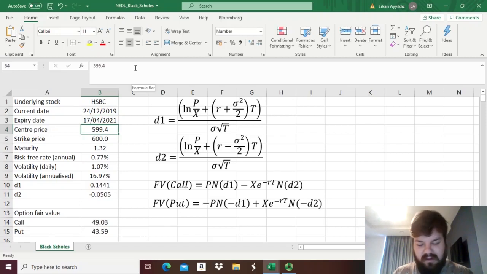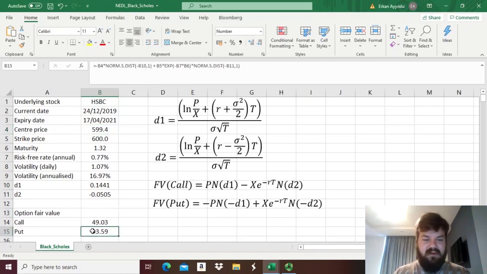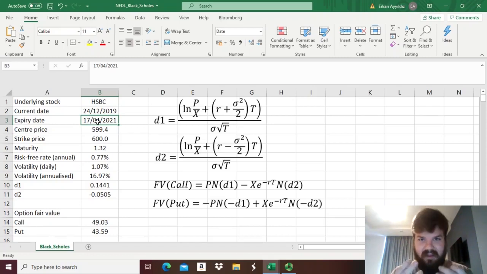Well, the fair value of both options have increased dramatically to 49 and 43 respectively. So the longer the trading period, the more events can happen that would impact the share price, and it's more likely that the share price will move either in or out of the money. So when maturity of the option increases, it increases the fair value of both calls and puts.